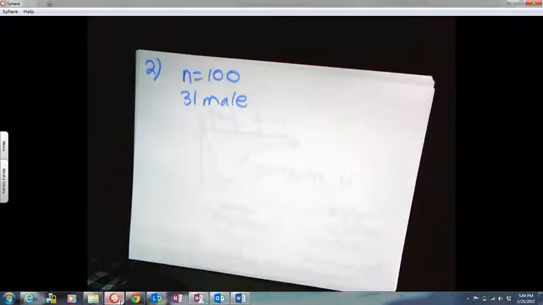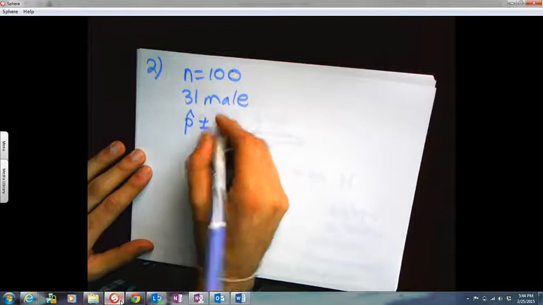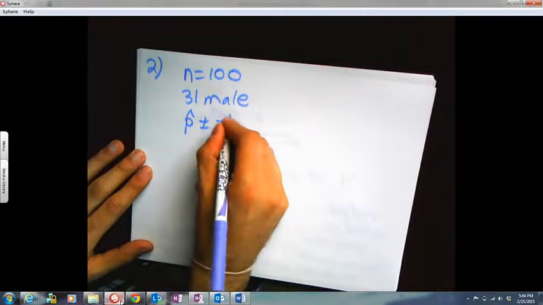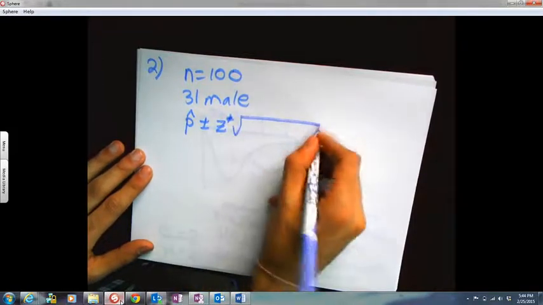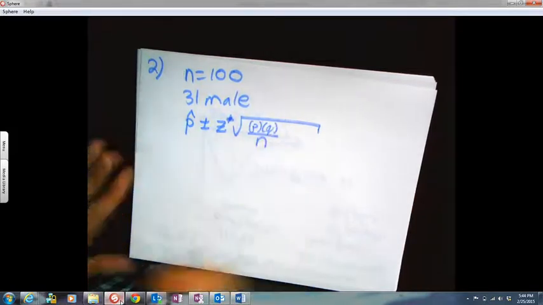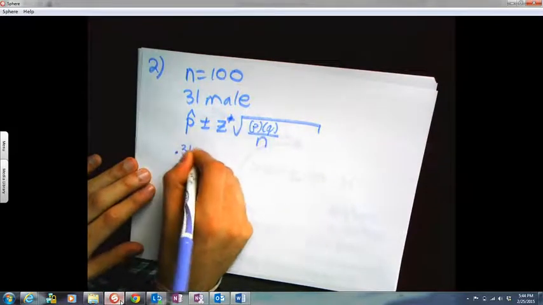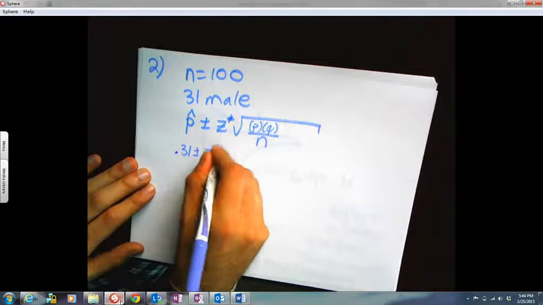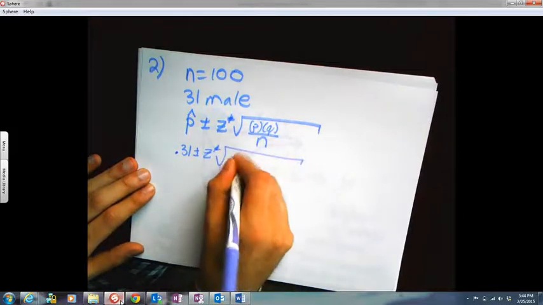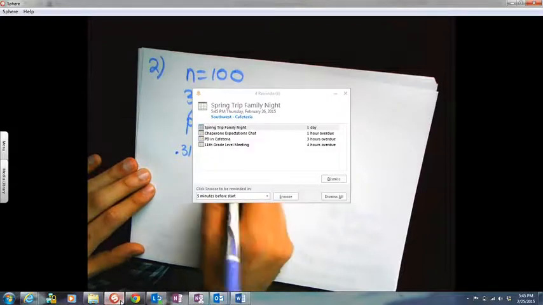So they want the confidence interval. Remember, the confidence interval is p hat plus or minus the z-stat times the square root of pq over n. So 31 out of 100, so this is 0.31 plus or minus the z-stat times the square root of 0.31 times 0.69 over, how many did she sample? 100. Sorry about that, guys.